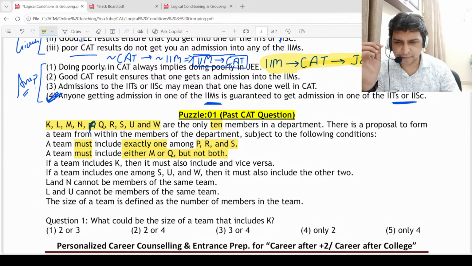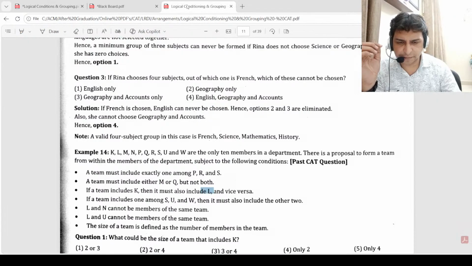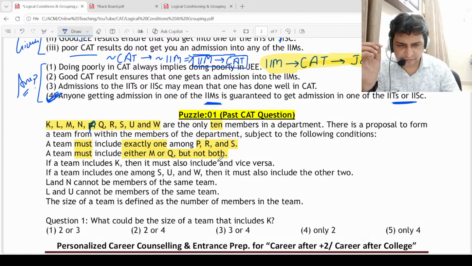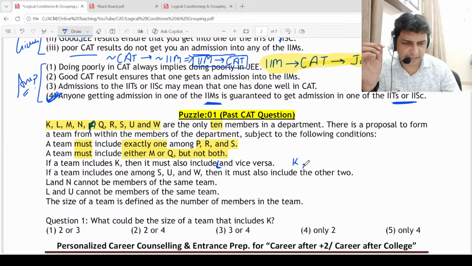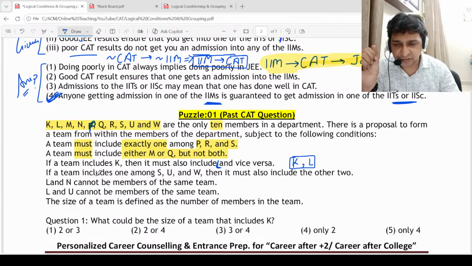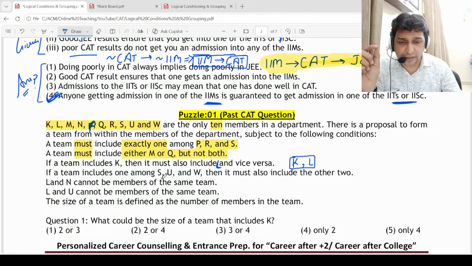That means either K and L both will come or they both will not come. So there's a pair that you have. Now, if a team includes one among S, U, and W, then it must include the other two. That means these three, S, U, and W, will always come together.